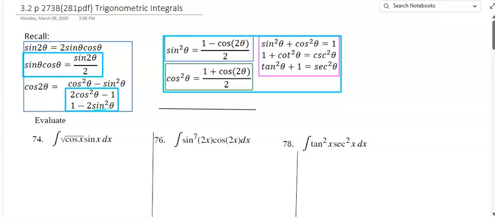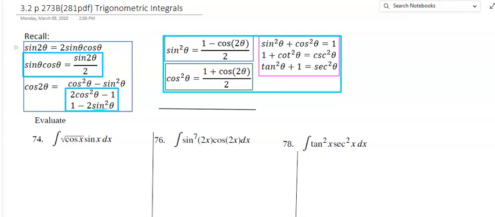Section 3.2 talks about trigonometric integrals. So here we're going to be dealing with different powers of sine and cosine, tan and secant, and you could carry on into cosecant, cotangent. The rules follow accordingly. To do that, we need to recall a couple of identities.